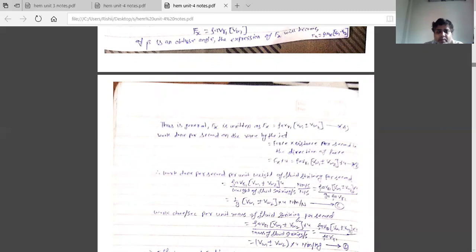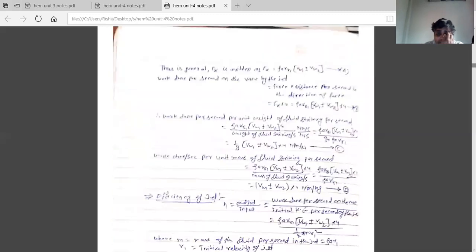Now, work done per second on the vane by the jet is Fx into the distance in the direction of the jet, that is Fx into u. That means rho a Vr1 (Vw1 plus or minus Vw2) into u. Now, work done per unit weight of the fluid striking per second is rho a Vr1 (Vw1 plus or minus Vw2) into u divided by the weight of the fluid striking per second, that is rho a Vr1 g. That means (1 upon g) into (Vw1 plus or minus Vw2) into u, in newton meter per newton.